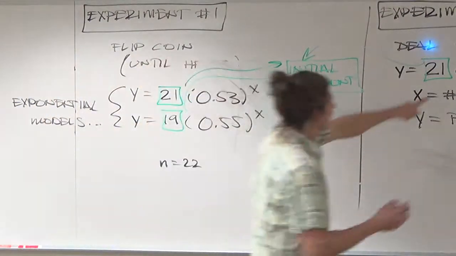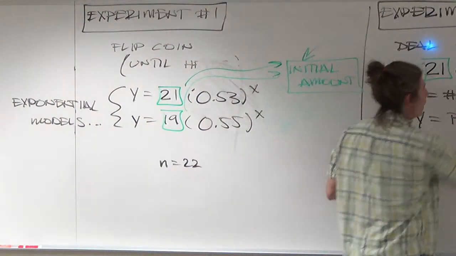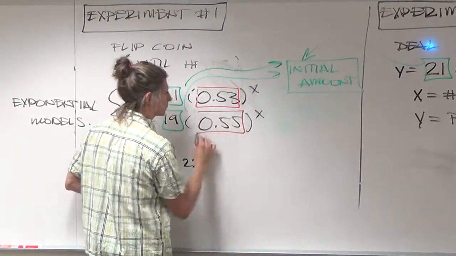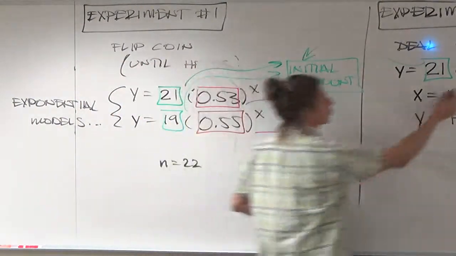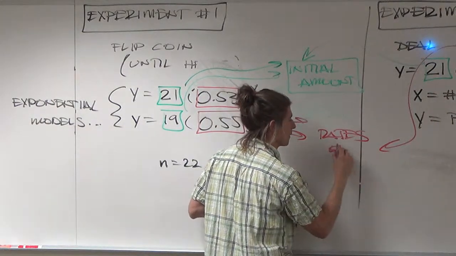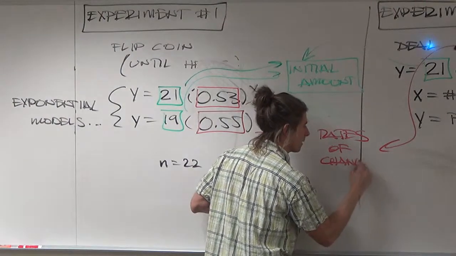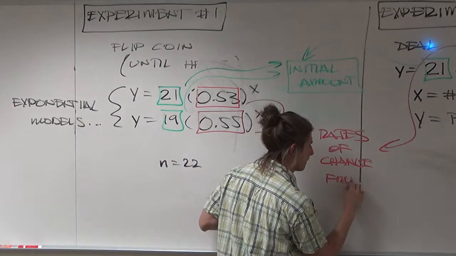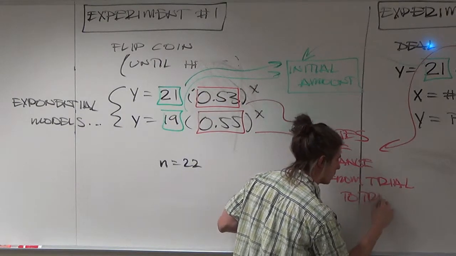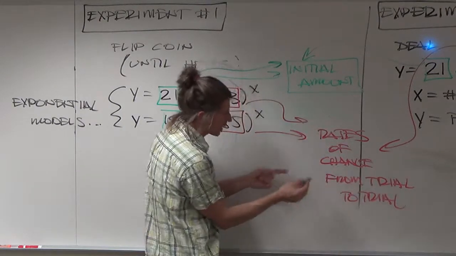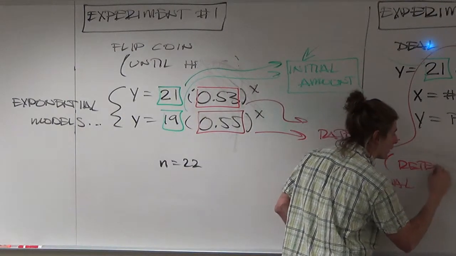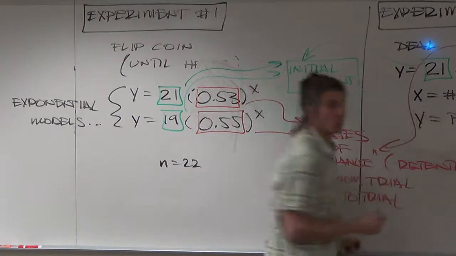So basically, these numbers in here are the rates. And in this case, I'm going to put it in red. These are the rates of change from trial to trial. And if you want to use the word change, you can also use the word retention, if you will. We're retaining.